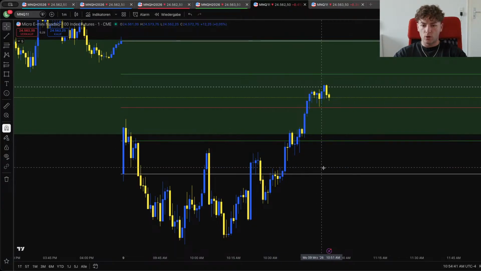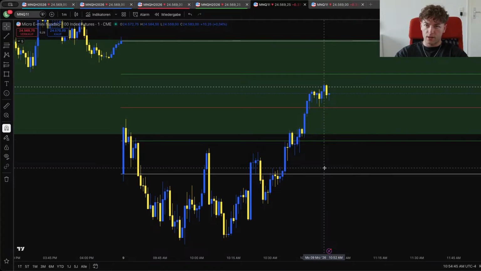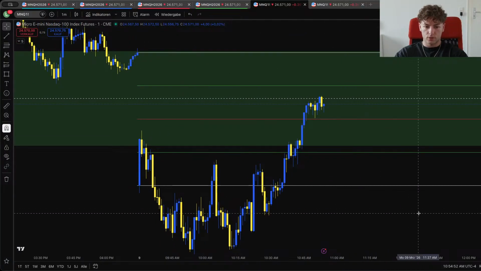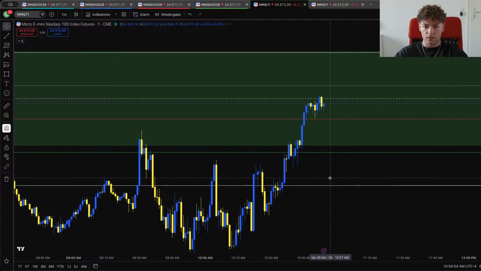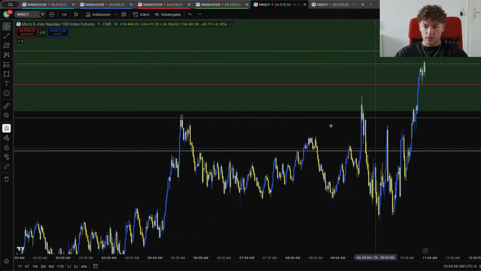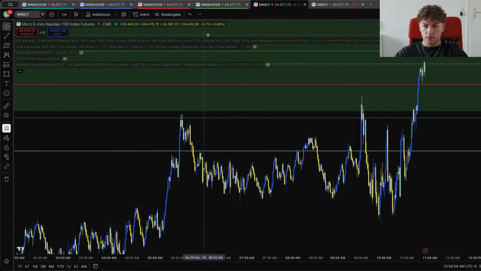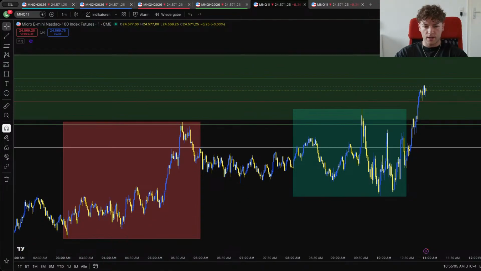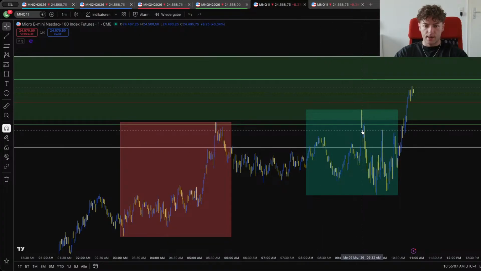So NQ is the only one of the three averages that was able to take out London high. Okay, so if we go back to electronic trading hours, let's just put on the indicator. Now you can see all the kill zones, the ICT kill zones.